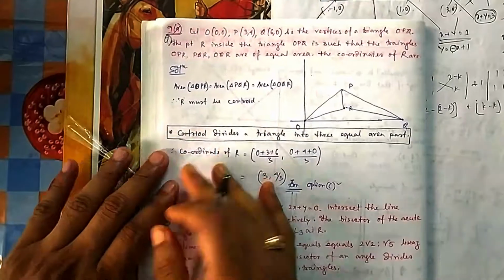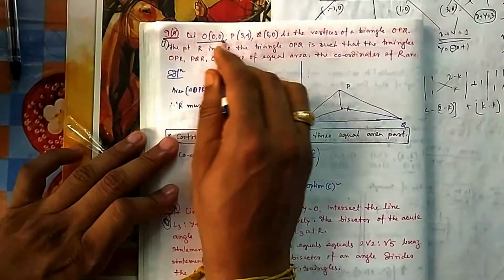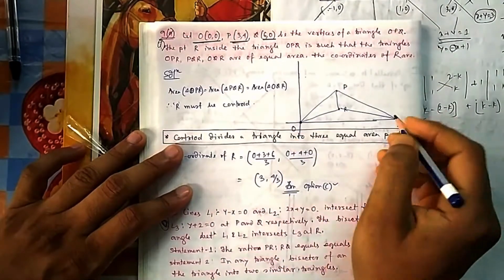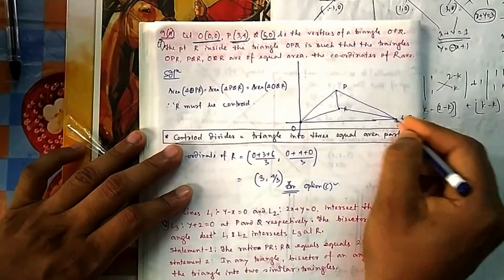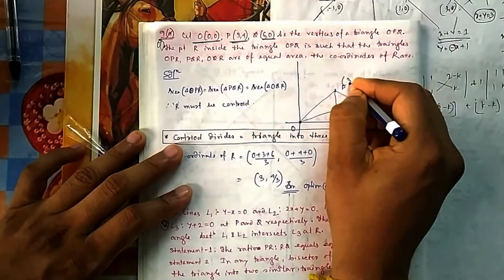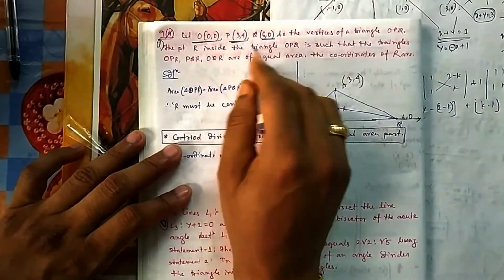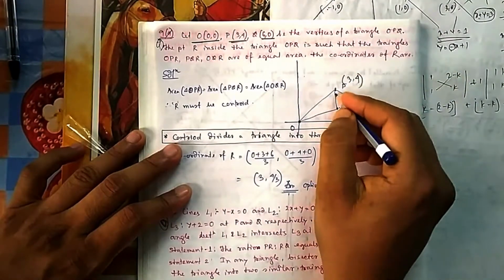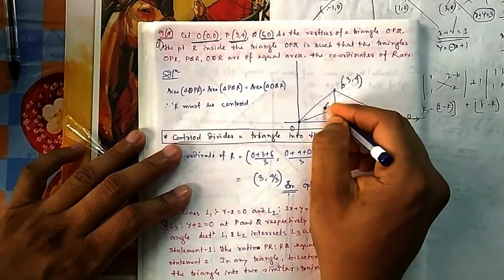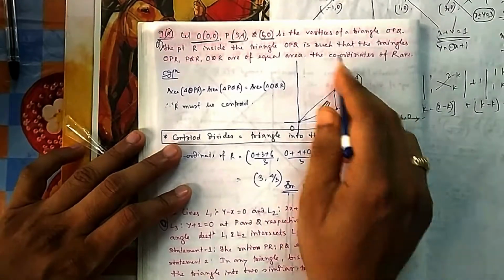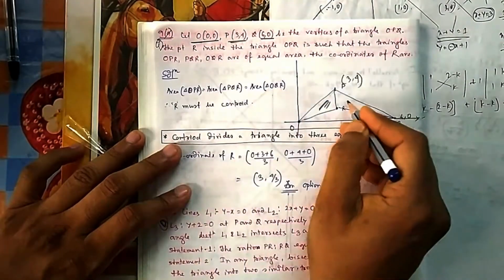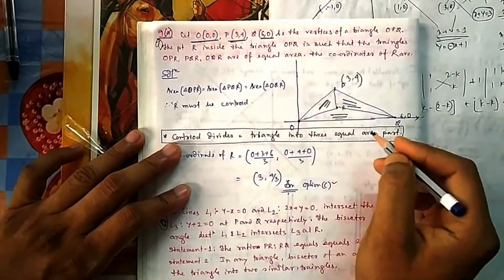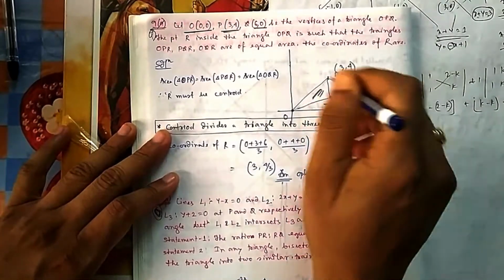Now if you come to question number 9, 0, 0, 3, 4, 6, 0 are the 3 vertices of the triangle. So 0, 0, 6, 0. This is the x-axis and this is your 3, 4. Let R be a point inside the triangle OPQ such that the triangles OPR, PQR, and OQR, all 3 are of equal area. So which point divides the triangle into equal areas?